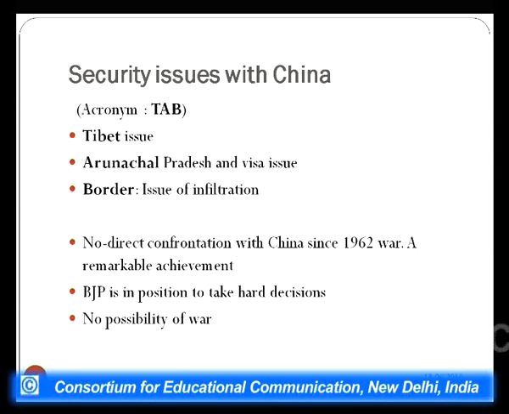BJP, with its majority support in Lok Sabha, is in a very good position to solve some of the issues with China, and since the economy is growing, and since there is huge economic cooperation between the two states, there is a very conducive environment for resolving some of the border issues with China. Let me tell you very clearly that there is no possibility of war with China. India and China have developed an institutional framework, where they have dialogue mechanisms between the armies, between the political leadership, between the academics and other people.